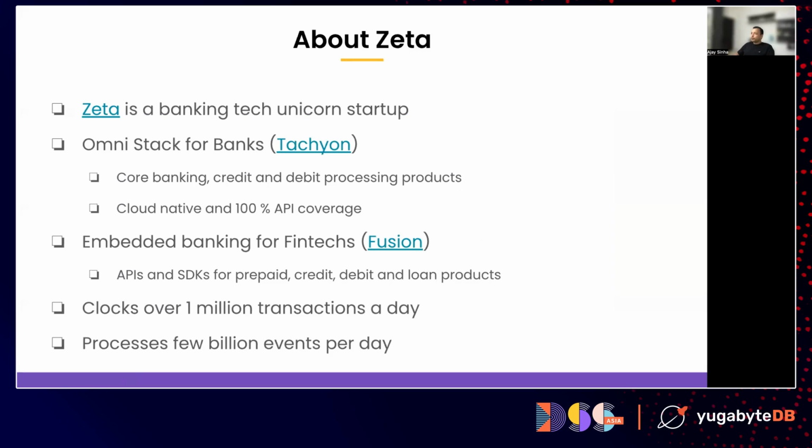A little bit about Zeta before we see what Himalaya is. Zeta is a banking tech startup. It provides cloud native products to banks through which they can build all the core banking products. It also provides embedded banking tech for fintechs through which fintechs can build some customized products on top of core banking offerings. So in a way, it bridges the gap between banks and fintechs. We process over 1 million transactions and a few billion events per day.